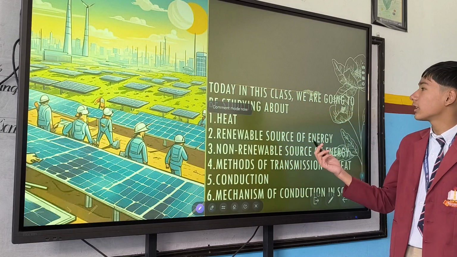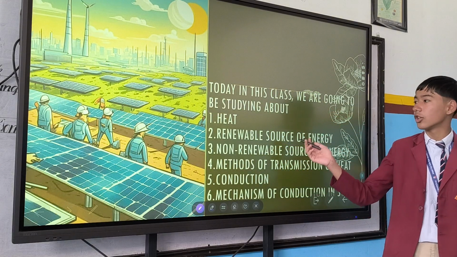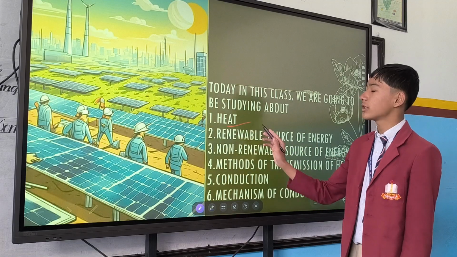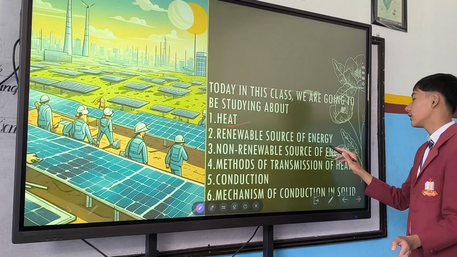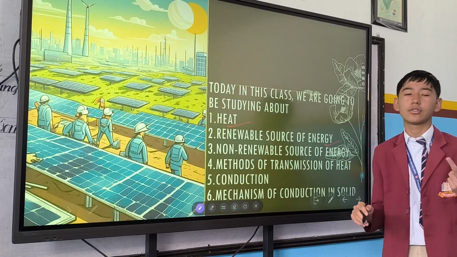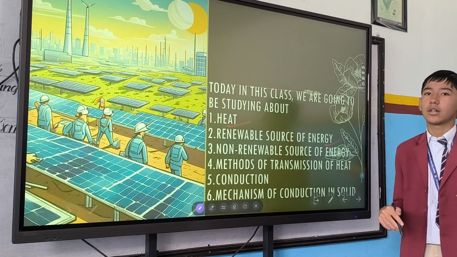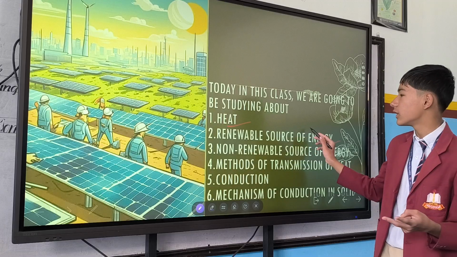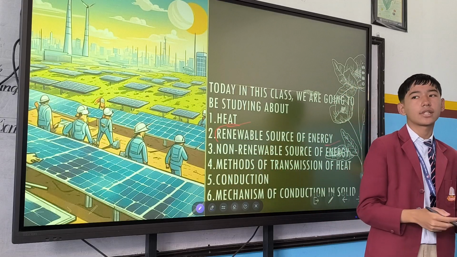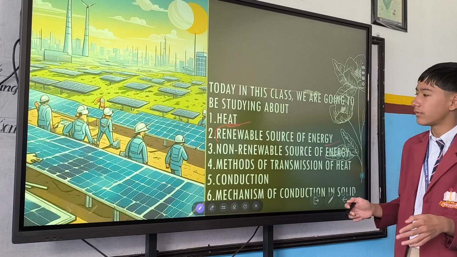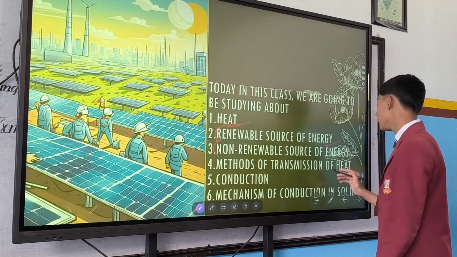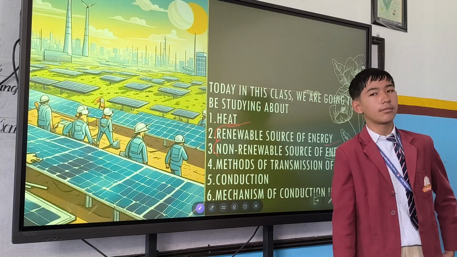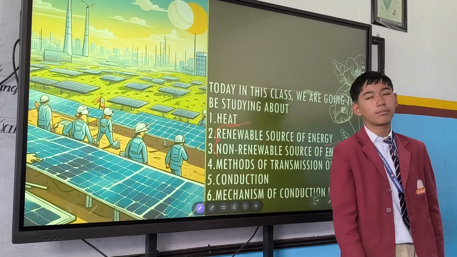So today in this class we are going to be studying the following points. The first point is heat. The second is renewable source of energy. The sources of energy are divided into two on the basis of their replacement. Renewable sources of energy are the sources of energy which can be replaced after they are finished at the place of origin. Non-renewable sources of energy are the sources which cannot be replaced easily after they are finished at the place of origin.